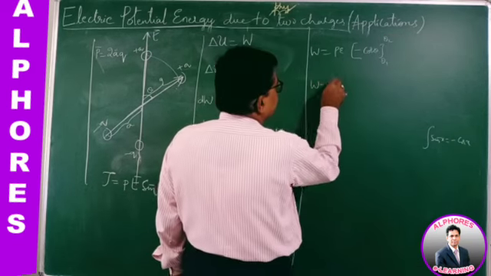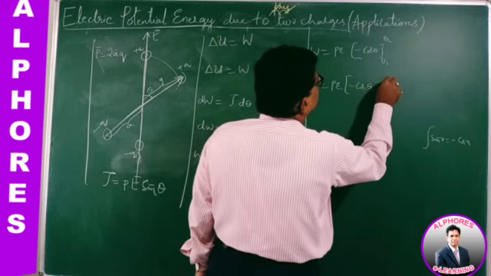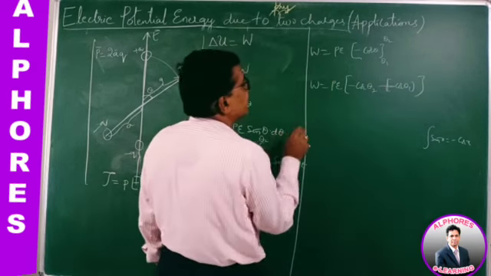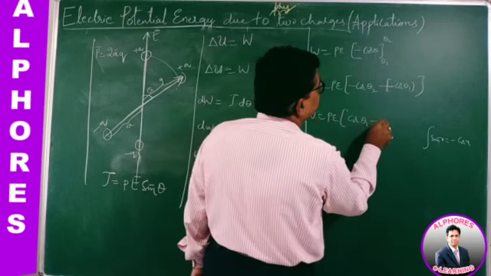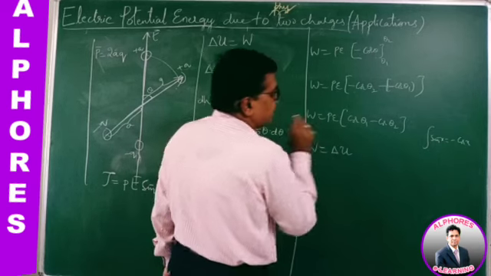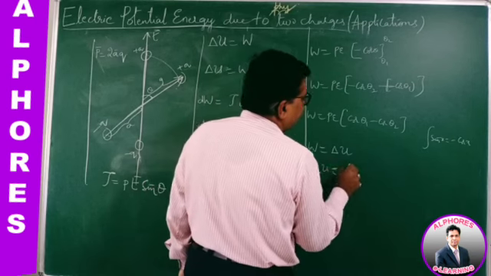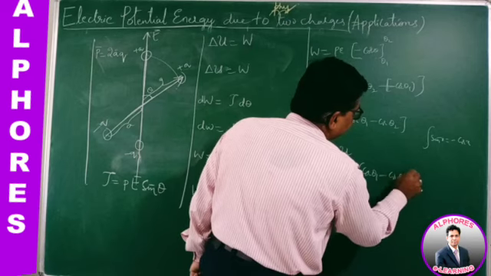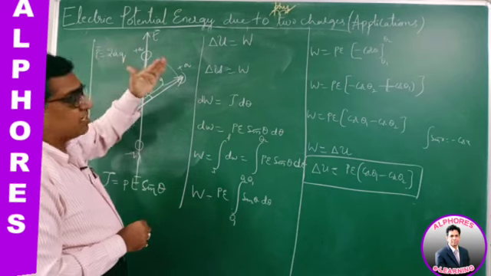So work done is potential Pe into minus cos theta 2 minus of minus cos theta 1. So minus of minus is plus. So the work done is Pe of cos theta 1 minus cos theta 2. But work done is equal to change in potential energy. So change in potential energy, this is delta U, Pe of cos theta 1 minus cos theta 2. So the change in potential energy in moving it from theta 1 to theta 2.